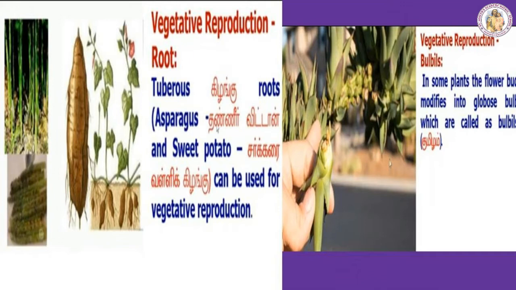In vegetative reproduction by root, examples are agaporous and sweet potato. These two are used as vegetative propagation. Next is bulbils. In some plants, flower buds are modified into globose structures, which are called bulbils. When these fall on the ground, they grow into new plants. Example, agave. So these two are examples of vegetative reproduction in root and in bulbils.